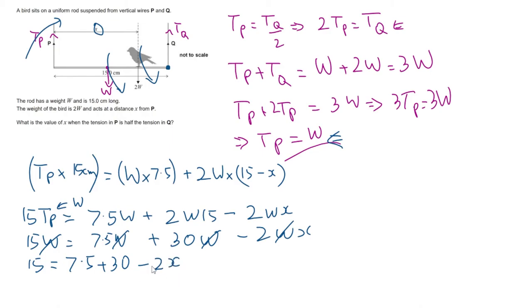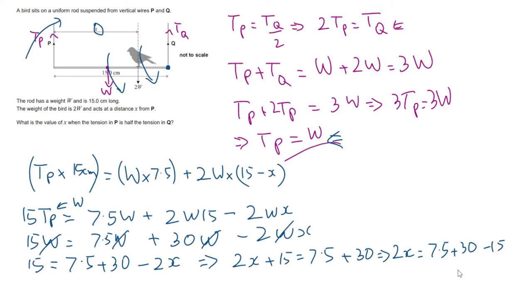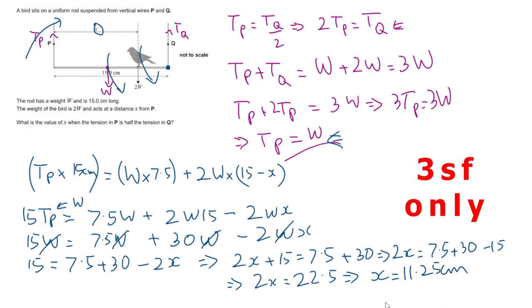So now we need to rearrange that to get X on its own. Therefore we get that 2X plus 15 equals 7.5 plus 30. So we then take the 15 onto the other side, which means we have 2X equals 7.5 plus 30 minus 15. Now, if you work out 7.5 plus 30 minus 15, 37.5 minus 15, you get 22.5. Therefore, 2X equals 22.5, which therefore means that X equals 11.25 centimetres, and that is the answer.